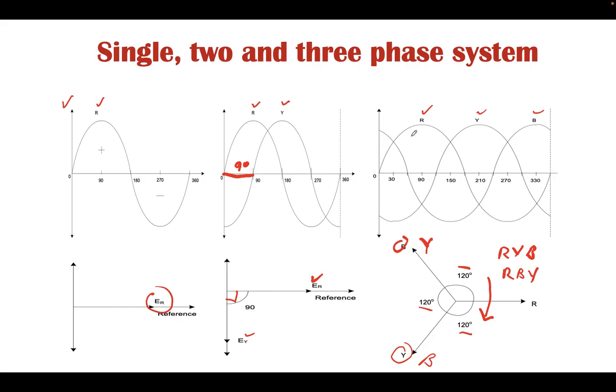And this is the waveform for the R phase. After 120 degrees, the second phase will start, that is the Y phase, and 120 degrees from there, the third phase will start from here. This is the third phase, the B phase, and it is drawn in the reverse direction, taking a different instant. It will be maximum at 90 degrees, at 210 degrees, and at 330 degrees.